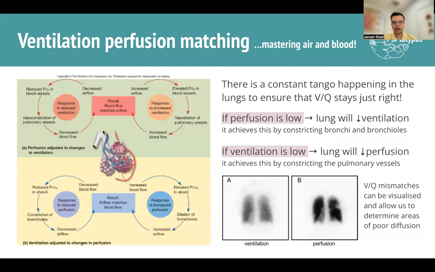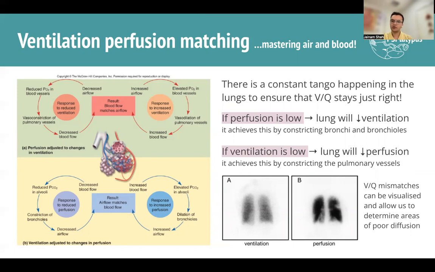This diagram is good just to sit down with and think about what all these arrows and all these words mean. The main concept from a broad perspective is that if perfusion is low, if blood supply to the lungs is low, your lungs are not going to be able to increase that perfusion because it's probably out of its hands. So what it will do instead is try to reduce ventilation to match that. And it achieves this by constricting the bronchi and bronchioles.